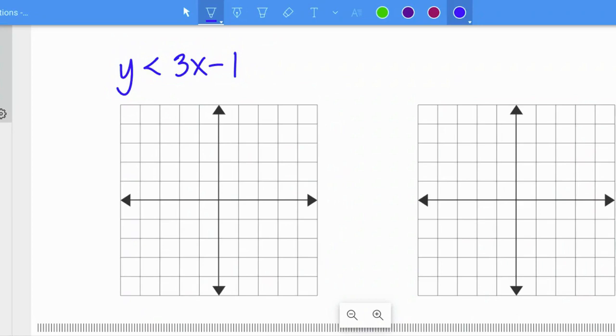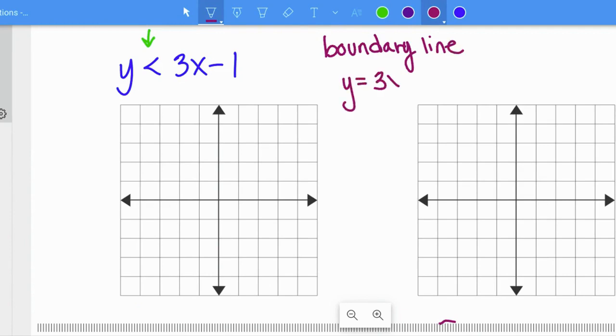Be the same as our equations, but we're going to have some different symbols here, right? We're going to have the greater than or the less than or greater than or equal to symbols instead of just an equal sign. And you're going to start by graphing a boundary line. When you graph the boundary line, just imagine that there is an equal sign there. Okay, so we're going back to our idea of graphing a linear equation. We need to find a couple of points.